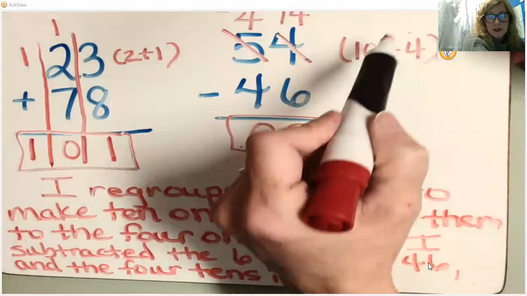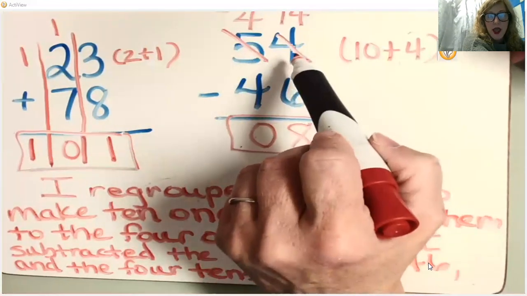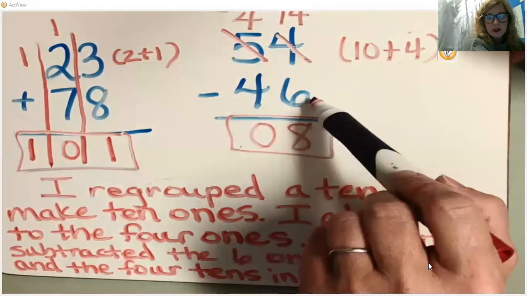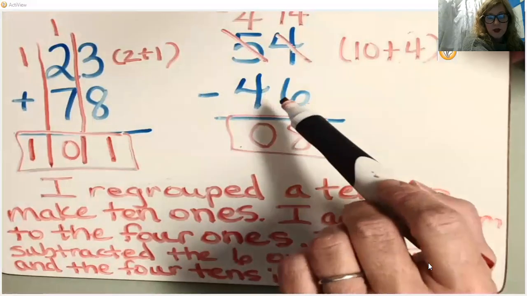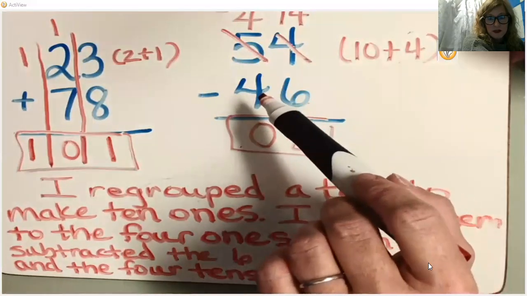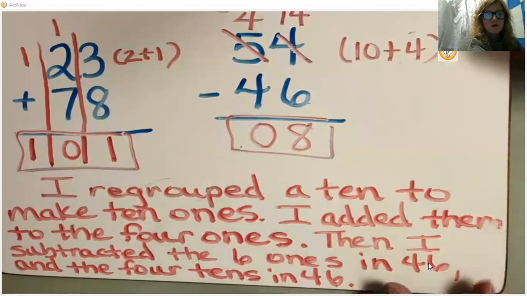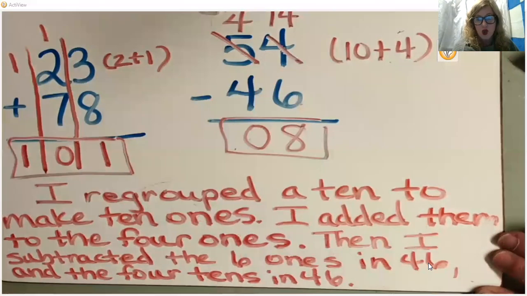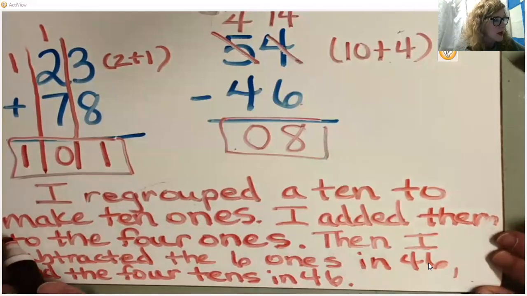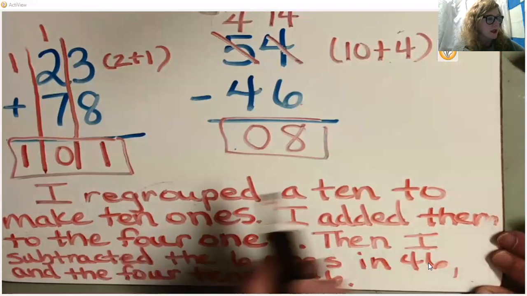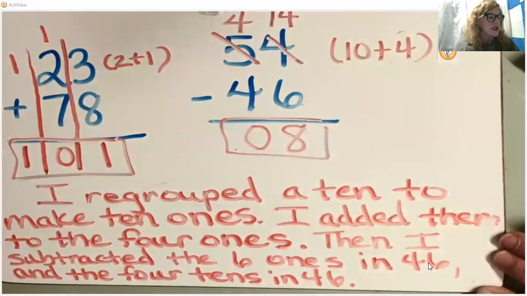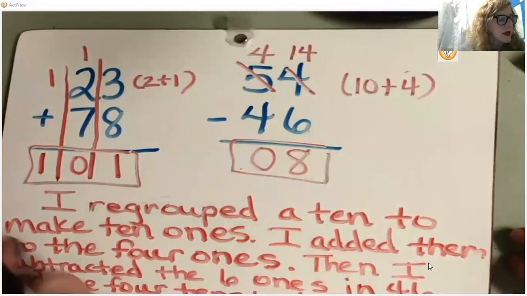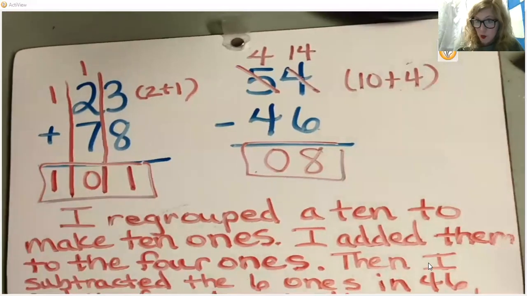I added the ones to the 4 ones I already had. Then I subtracted the 6 ones in 46. Then I subtracted the 4 tens in 46. You probably might want to put in there that it left you with 4 tens also. So there we go. So I added them. I made 10 ones. That left me with 4 tens. And that would be explaining it in words.